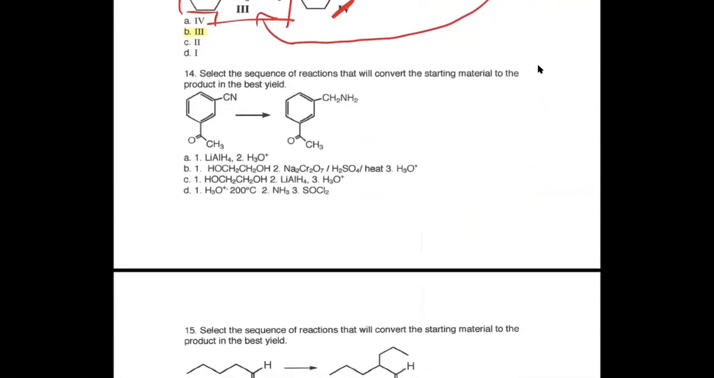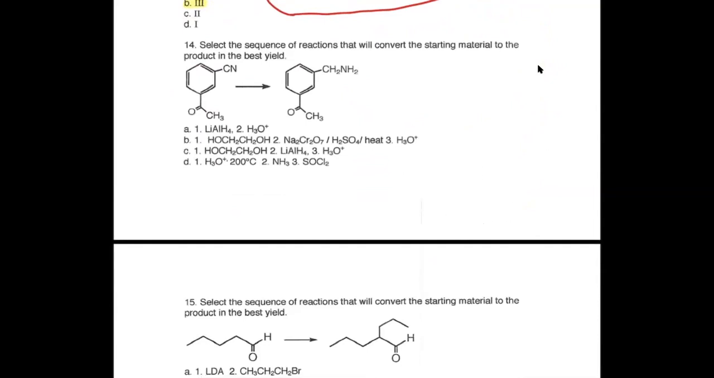Alrighty. Okay, so select the sequence of reactions that will convert the starting material. I just want to make sure this is still recording. Okay, cool. And convert the starting material to the product in the best yield.